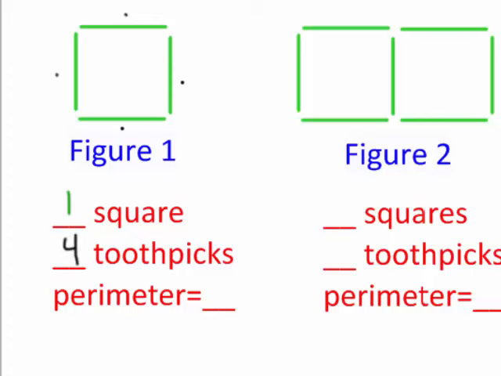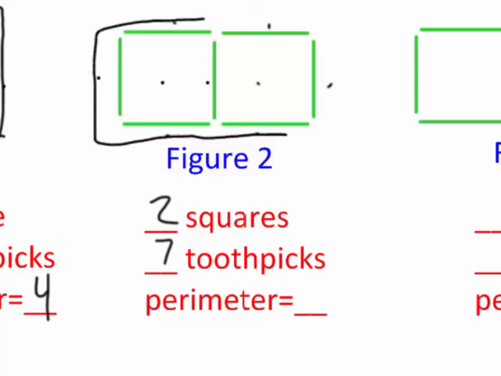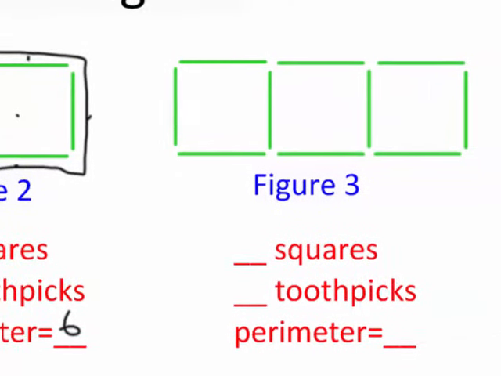And the perimeter would be, well, the same thing. Remember, perimeter is the distance around. So 1, 2, 3, 4 as well. Okay, so let's go to figure 2. How many squares now? Well, we got 2 squares. Toothpicks. We got 1, 2, 3, 4, 5, 6, 7 toothpicks. And the perimeter, remember, just the distance around the outside. So 1, 2, 3, 4, 5, 6. Total is 6 for the perimeter.